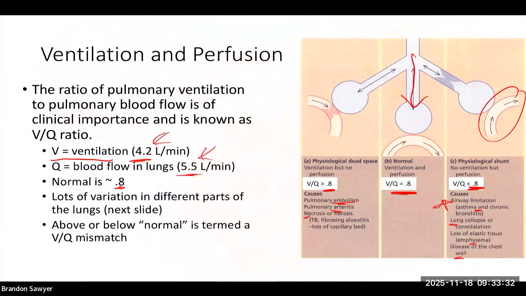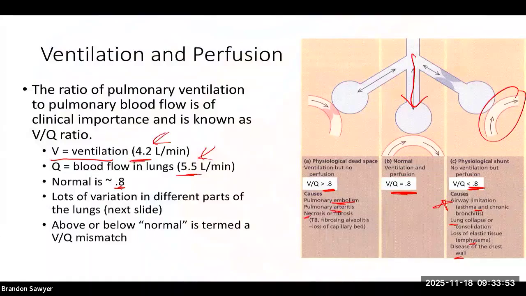Okay, well, we're going to dive into a little bit more of this V to Q ratio thing here, and then we'll get into gas transport and gas exchange a bit. That'll be most of it. So we left off with this last time.